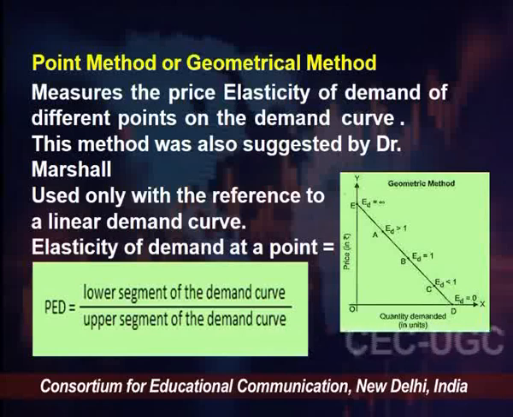Point elasticity of demand is equal to the lower segment of the demand curve, at whichever point you want to calculate. Like suppose you want to calculate at point A or point B, then the lower segment, that means below A, okay, so that will be the lower segment, that means AD here, and the upper segment of the demand curve. So lower segment of the demand curve divided by upper segment of the demand curve. So that way you can calculate through the point method.